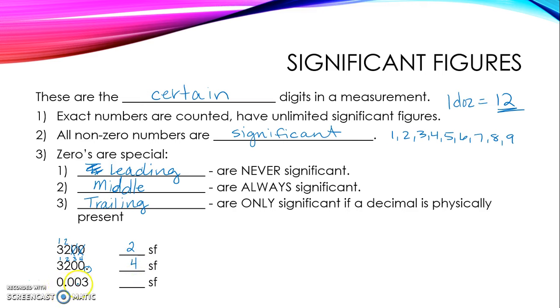All right, what about 0.003? All the zeros at the beginning of a number, leading zeros, are never significant. You said, but wait a minute, there's a decimal present. Yeah, but that's only for ones that come after anything at the end, right? Only the ones at the end. These are still at the beginning of a number. They don't count. So there's only going to be one significant figure in this number.